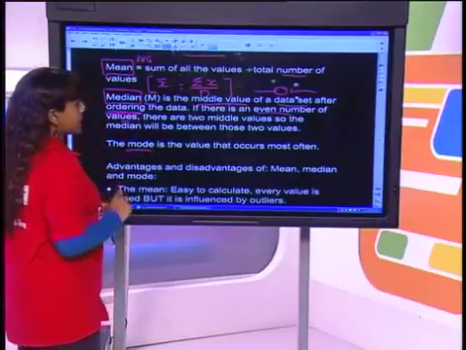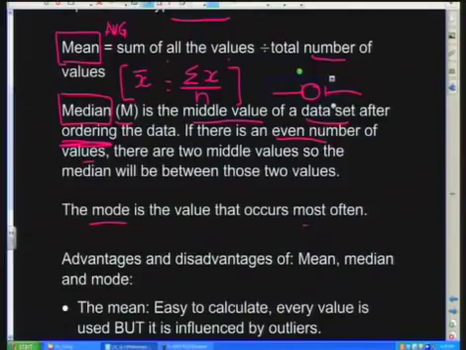Okay? The mode, that is the value that occurs most often. Okay. When you have more than one mode, so if you have two modes, then your data is said to be bimodal. All right.